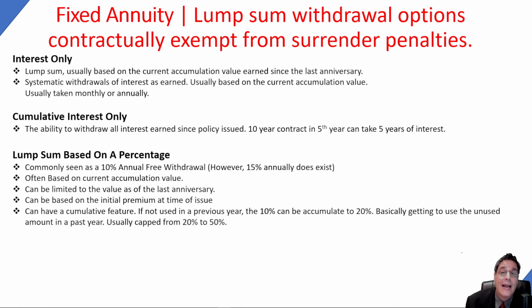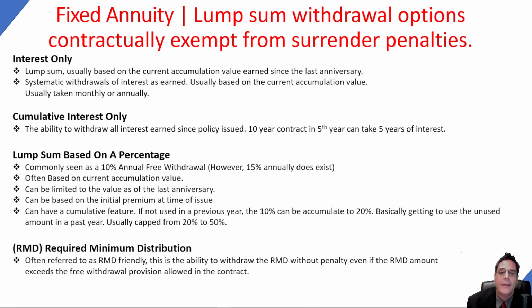It also can have a cumulative feature. So if not used in a previous year, the 10% can accumulate to 20%. Oh, you didn't take it last year? Well, we'll give it to you this year at 20%. You take the 20%, it resets back to 10%, basically getting to use the unused amount from the past year. And that's usually capped at like 20%, but I've seen them as high as 50%, but they cap out. You can't not take it for 15 years and get 150%, right? It doesn't even make sense. So they usually cap those out.